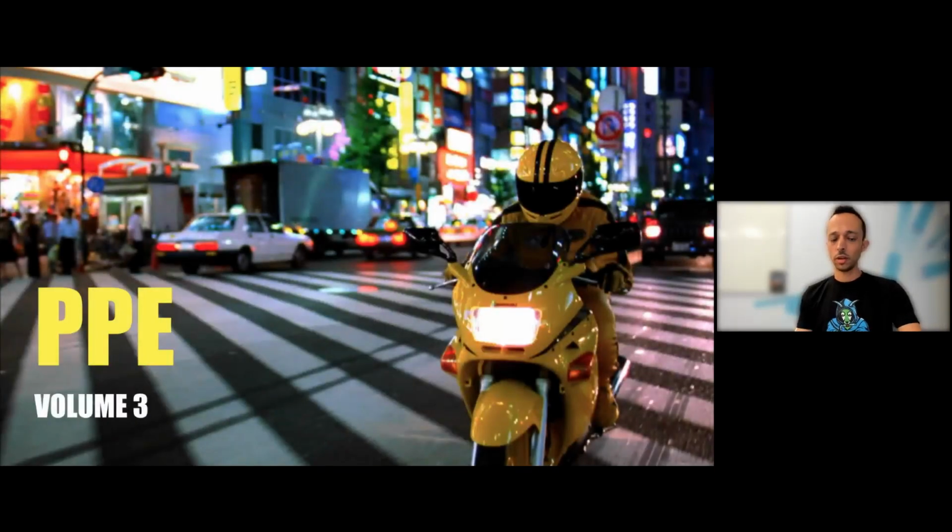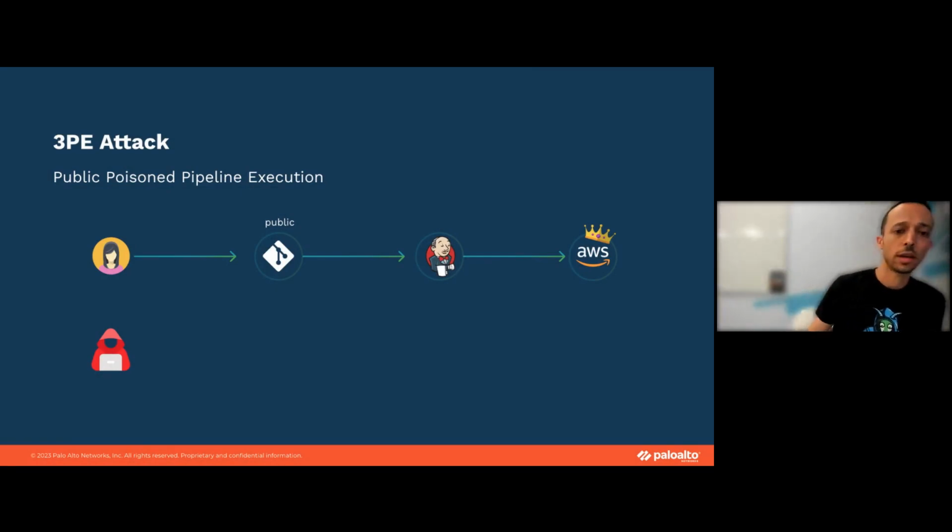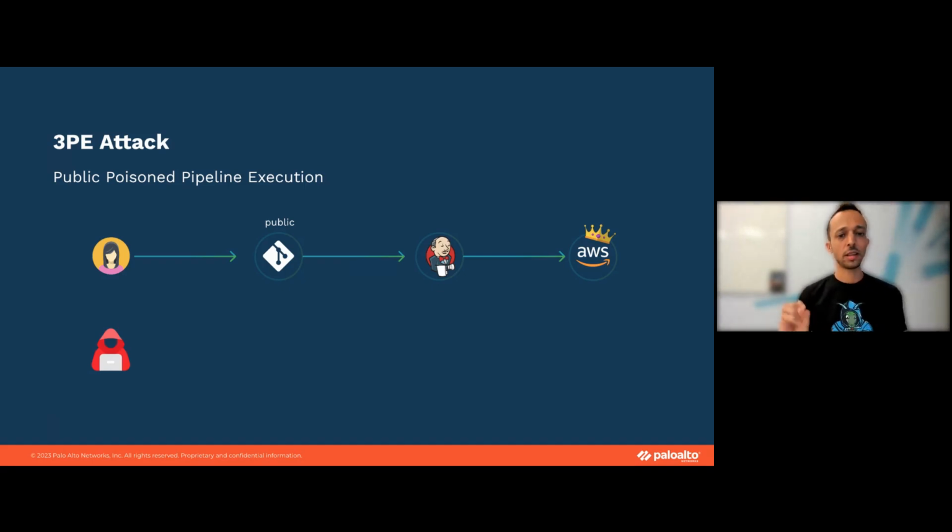Okay, moving on to the third and last variant of PPE, which is public PPE, or in short, 3PE attack. So here, the attack starts from a different position than what we've just seen. The attacker didn't obtain write permissions on the repo. In this case, there is a public repository linked with a Jenkins pipeline. Public repositories, like in open source projects, for example, allow any user to contribute, usually by creating a pull request after you fork the repository, suggesting changes to the code. This project can be linked with a CI to automatically test the code, for example.